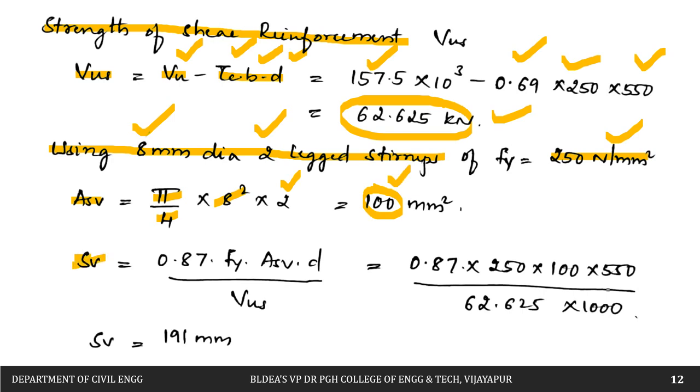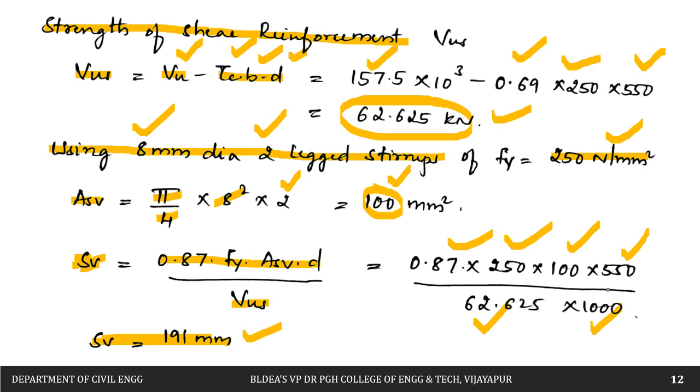Then next, we'll try to calculate the spacing, that is 0.87 fy into Asv into d divided by Vus. That is 0.87, fy is 250, Asv is area of shear steel, that is 100, d is 550, Vus is equal to 62.625 into kilonewton, we have multiplied by 1000. So therefore the spacing will be somewhere around 191 mm.